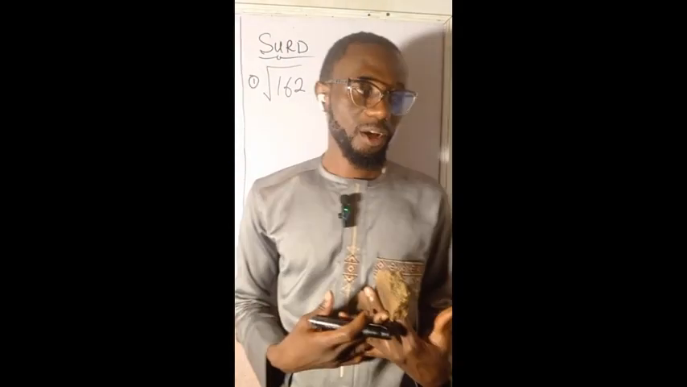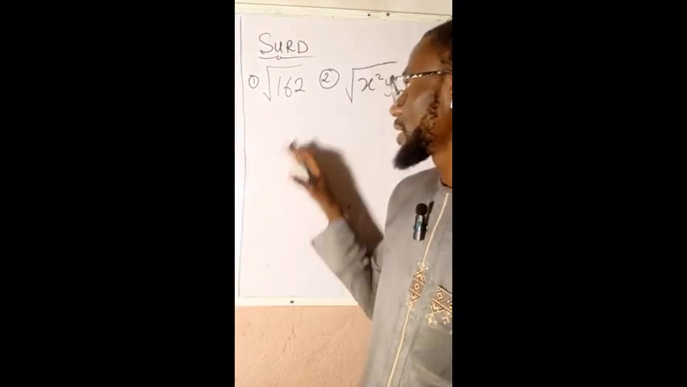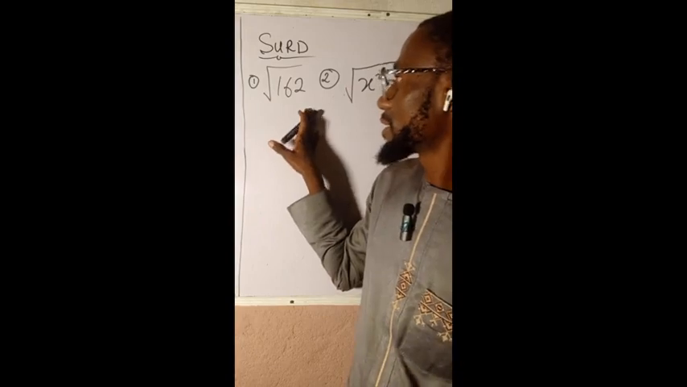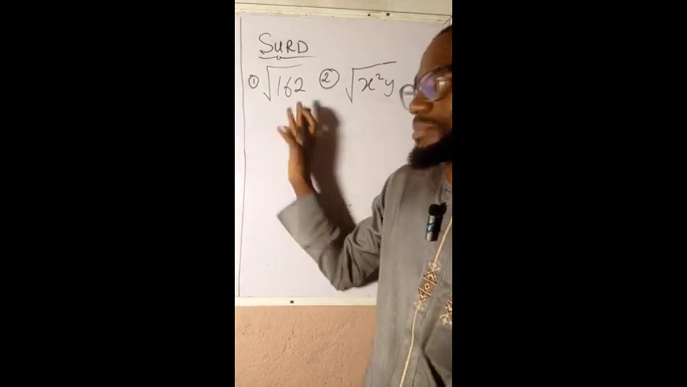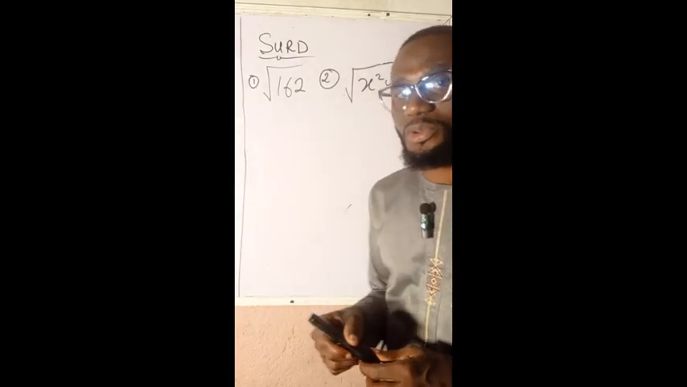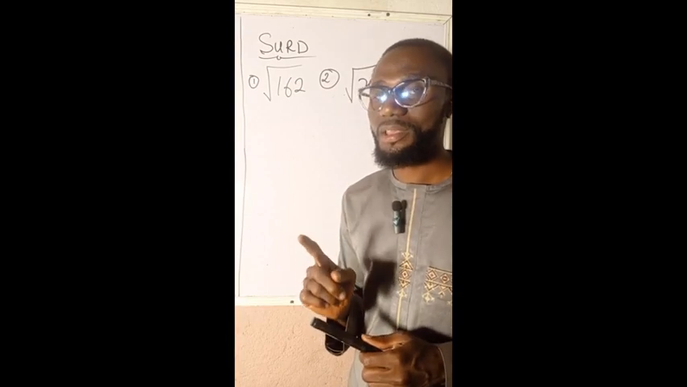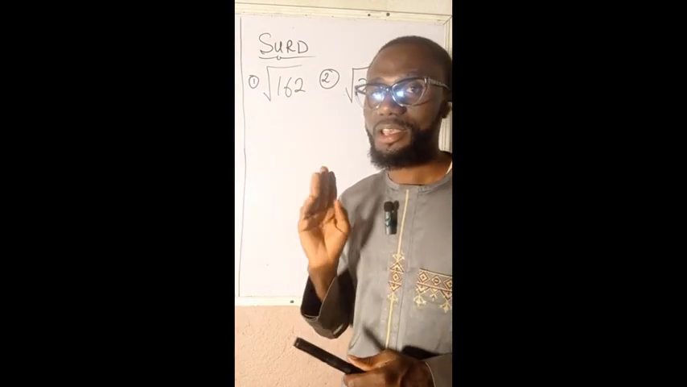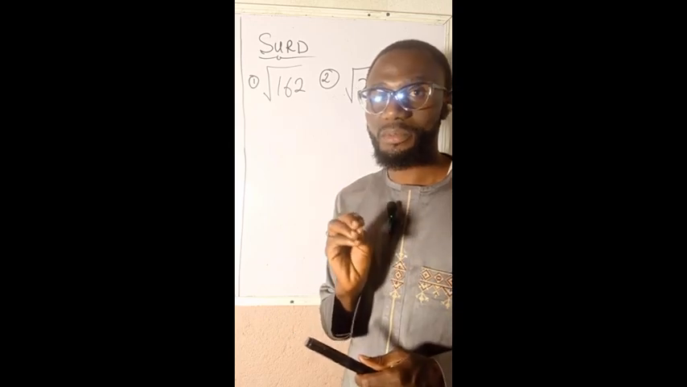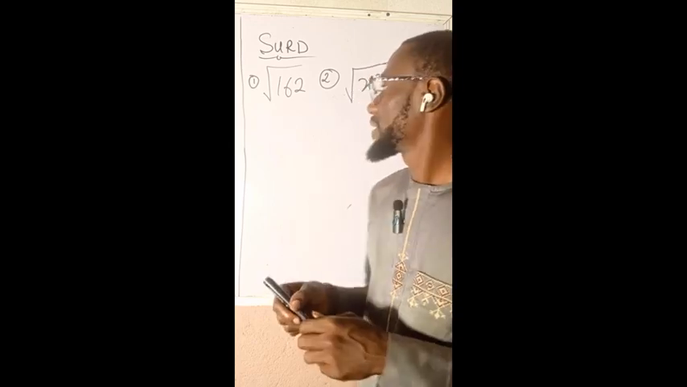In this video, we're going to learn how to solve surds. For you to solve the surd, you are required to find two numbers which, if you multiply, you get 162. And one of the numbers must be a perfect square. Perfect square in the sense that you can find the square root of that number easily.